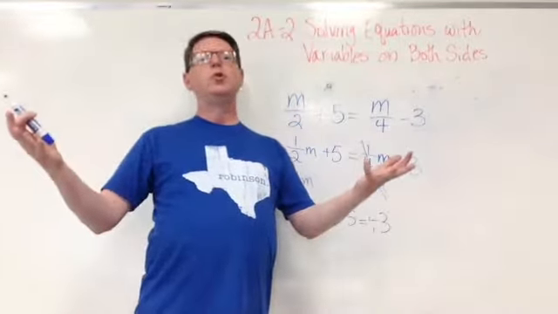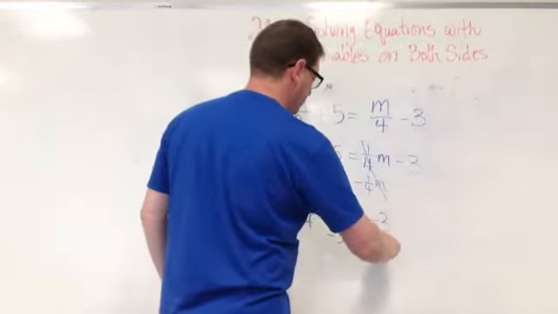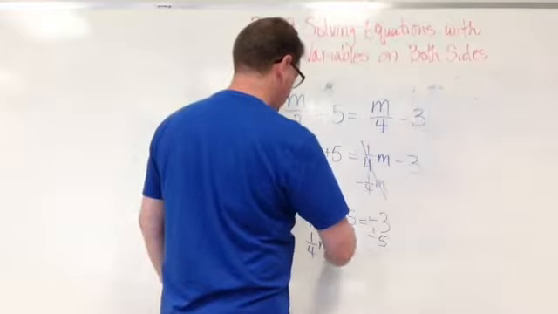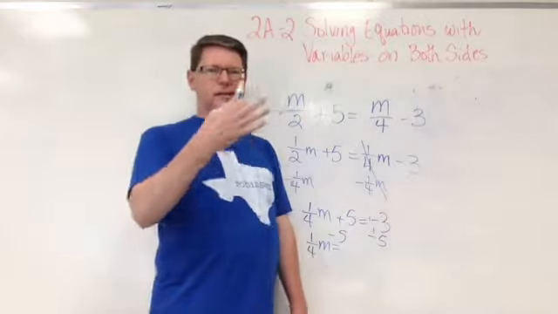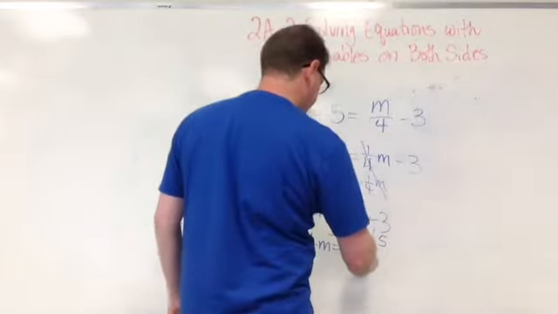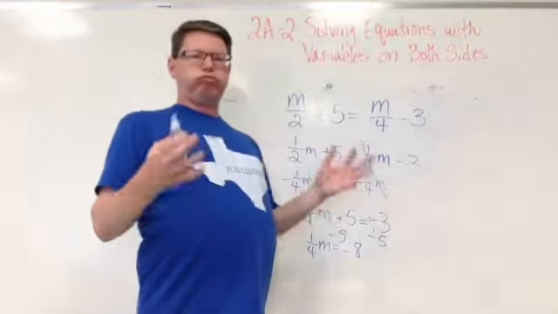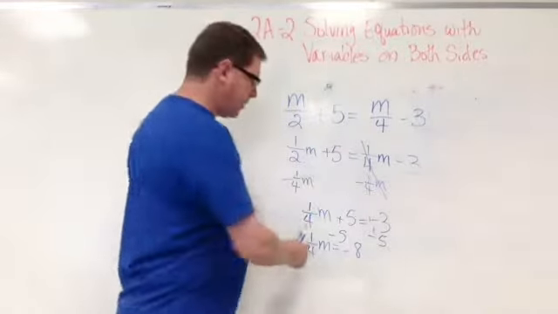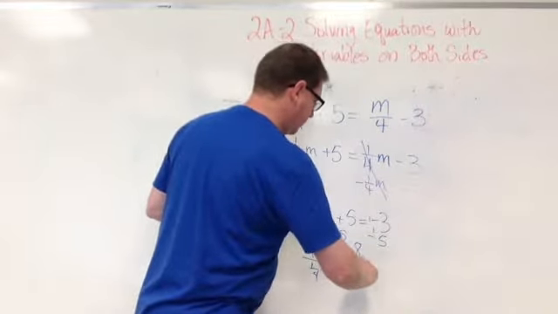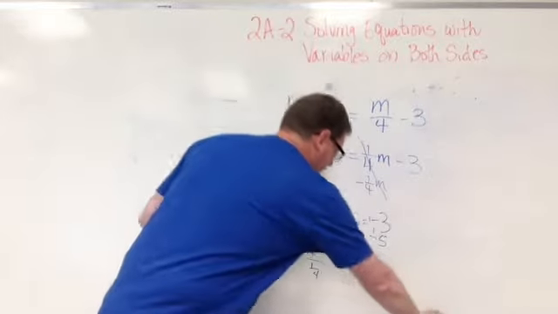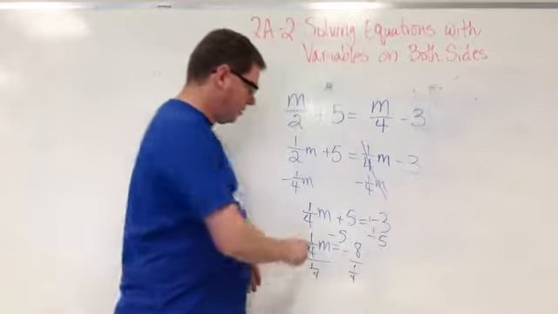Now I'm back at a two-step equation. So I'm going to subtract 5 from both sides. And I get 1/4 m equals negative 3 minus 5, which is, you're exactly right, negative 8. And this one is where it gets tricky too. I'm going to divide by 1/4 on both sides. Okay? Divide by 1/4. Those 1/4s cancel out.